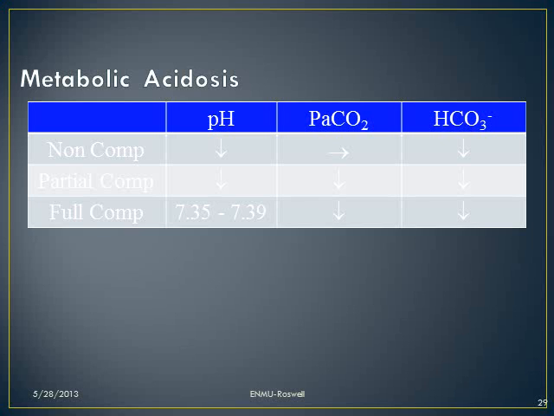Okay? If we're partially compensated, our pH level is going to be low. Our CO2 level is going to be low. Is it going to be low or high? It's going to be low. You're right. Just checking to make sure you're awake. And our bicarb level is going to be low because we're acidotic. If we're fully compensated, our pH will be brought into a normal range of 7.35 to 7.39. Our CO2 level will be low, and our bicarb level is going to be low. Still following me?